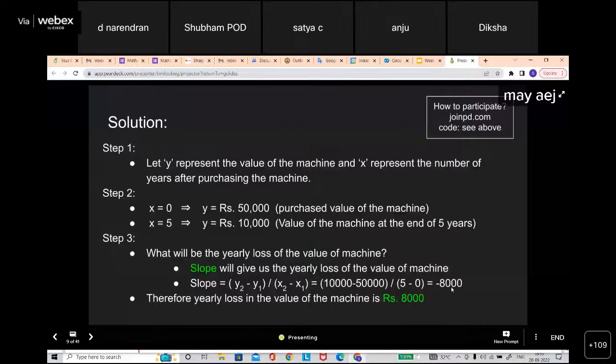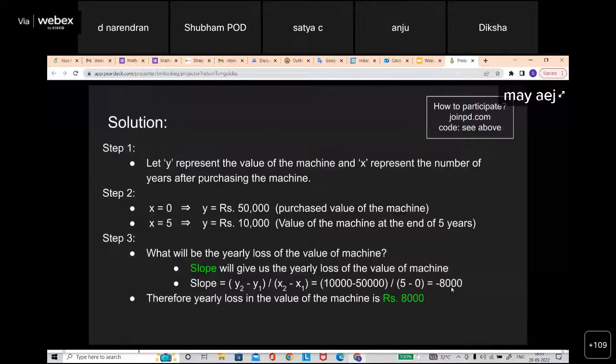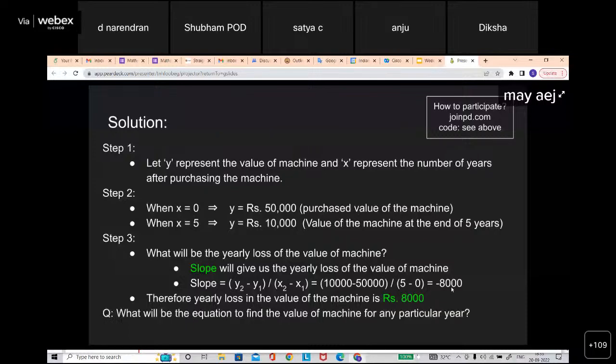So what will be the equation to find the value of the machine for any particular year? Student: Sir, y is equal to c minus mx? What is that equation? Student: Sir, y minus 50,000 is equal to minus 8,000 times x. That's the equation. Okay, so y equals minus 8,000 x plus 50,000. Yes.